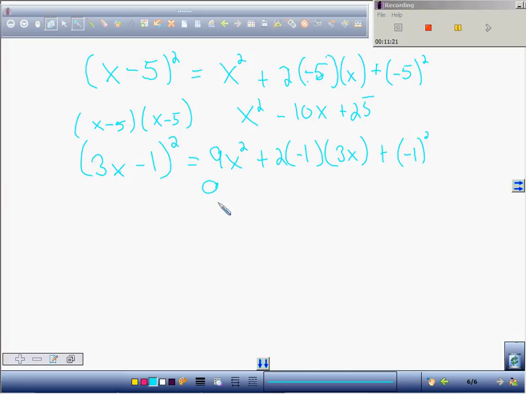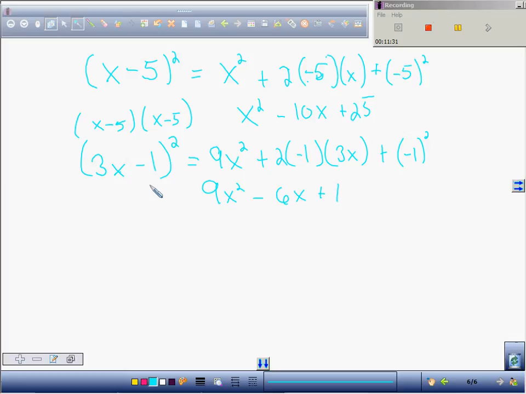So then when I simplify, I get 9x squared minus 6x. What's negative 1 squared? Plus 1. Okay? So in other words, you square this, you double this times this, and then you square this, and you add them all together.